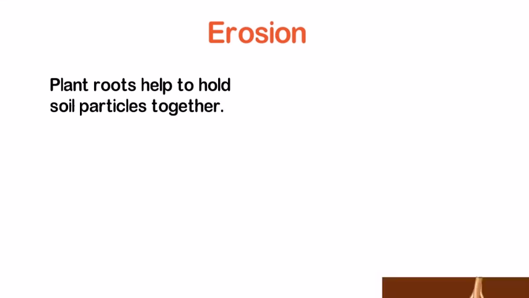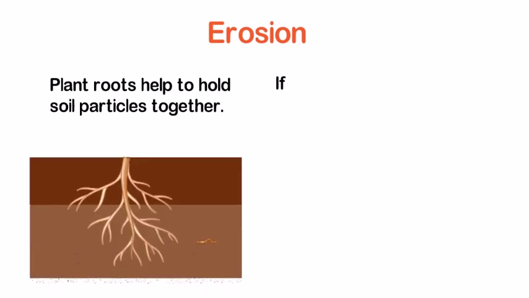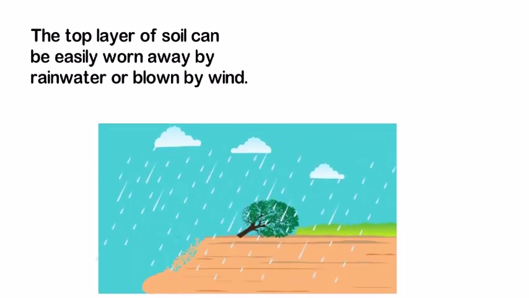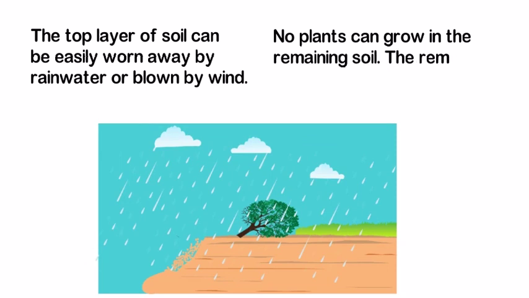Erosion. Plant roots help to hold soil particles together. If plants growing in an area are cut down, burned, or eaten by animals, the land becomes bare. The top layer of soil can be easily worn away by rainwater or blown by wind. No plants can grow in the remaining soil. The removal of the fertile top layer of soil is called erosion.